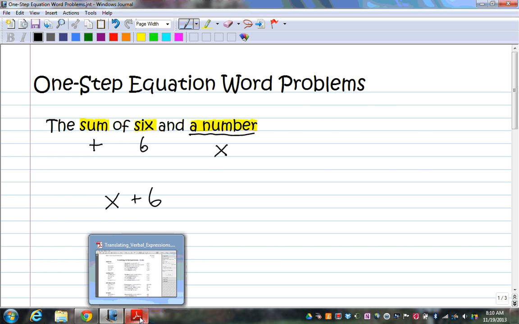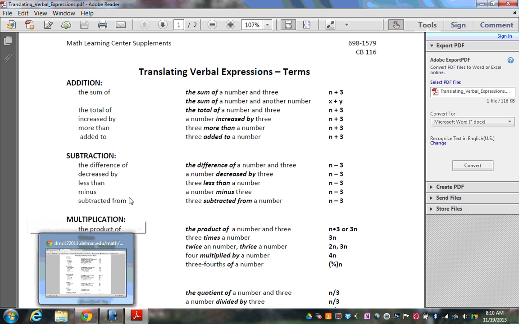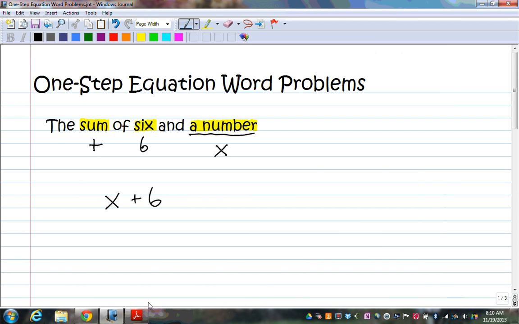I'm going to give you a sheet later. I'm going to give you this one. And it's going to show you what some of these things mean in a sentence. Okay? Now, the difference between a verbal phrase and an equation is that an equation will have this: is 10. Is means equals. So this would be equals 10. And you could also have the word equal in there.